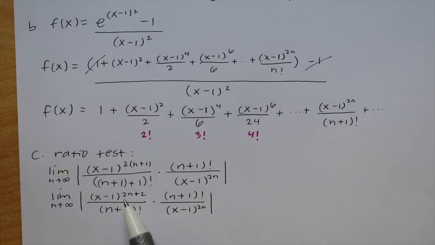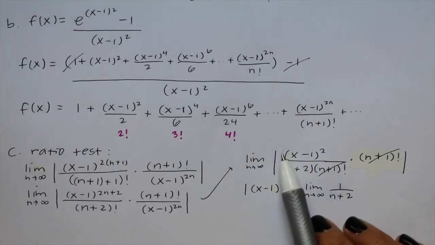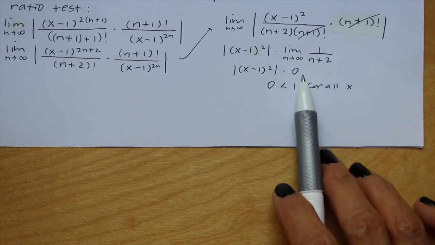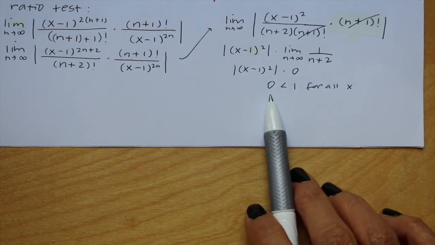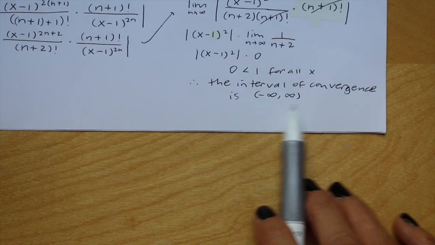Now we're going to simplify. We're going to split this up to x minus 1 to the 2n times x minus 1 to the 2. The x minus 1 to the 2n's will cancel here. I took the n plus 2 factorial and rewrote it as n plus 2 times n plus 1 factorial. So now this n plus 1 factorial and this n plus 1 factorial will cancel. Next, we can take this expression with x and pull it to the front, and then you just have the limit as n goes to infinity of 1 over n plus 2. As n gets larger and larger, this fraction is going to go to 0. Since this goes to 0, your whole expression ends up being 0. 0 is always less than 1 for all numbers. Therefore, the interval of convergence is going to be negative infinity to positive infinity.